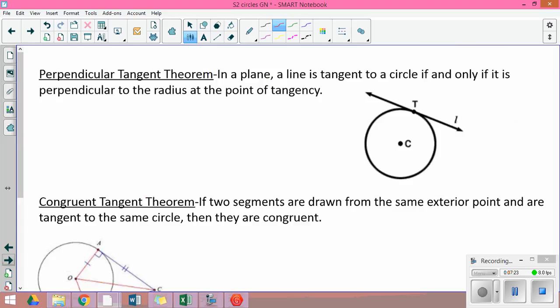Another useful theorem about circles is the perpendicular tangent theorem. So if a line is tangent to a circle, and tangent to a circle means it touches in just one spot, then it's perpendicular to the radius. And you can always count on that. So if you know the line is tangent, you get the perpendicular radius. If you know you have a radius and it touches the tangent line, you know it's perpendicular, because this is an if and only if. So we know it works both ways.